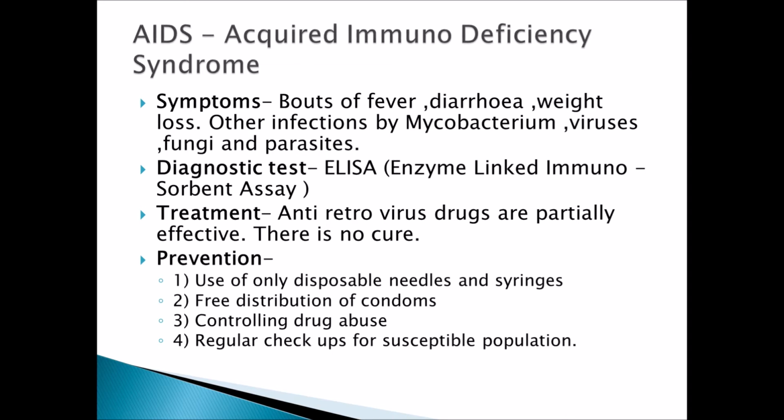Treatment: antiretrovirus drugs are partially effective. There are certain drugs, but they are not curing the patient, they are only partially effective. So there is no cure for this disease. Prevention: use of only disposable needles and syringes. Free distribution of condoms. Controlling drug abuse. Regular checkups for susceptible population is done.